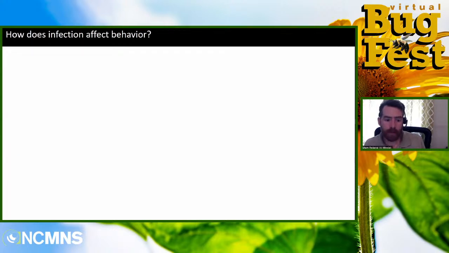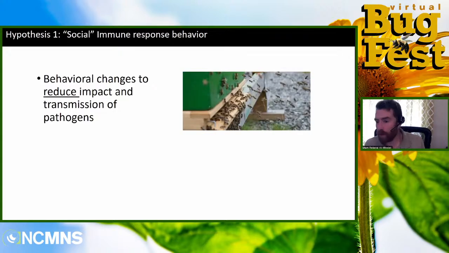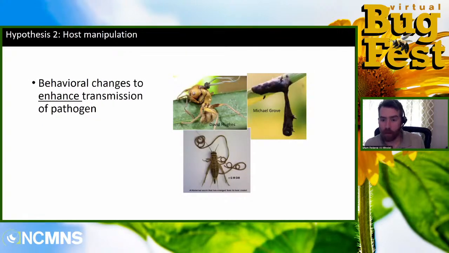And so we wanted to know, how does infection with this virus in particular affect behavior? And we have two hypotheses. One is that because bees need to reduce pathogen transmission within their colony, we're going to see behavioral changes to reduce the impact and transmission of pathogens. Like we see in other social insects, maybe when they're sick, they clean themselves more or they spend more time cleaning their nest. Our second hypothesis is what we call host manipulation.